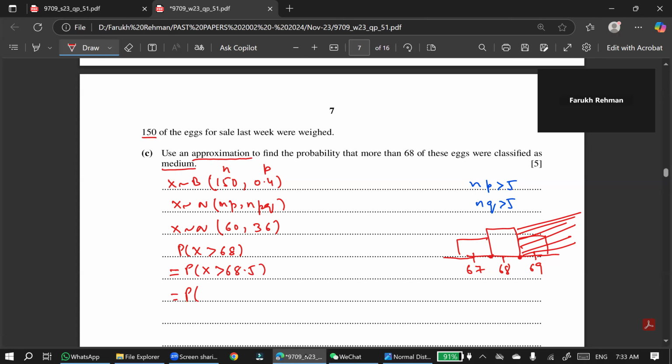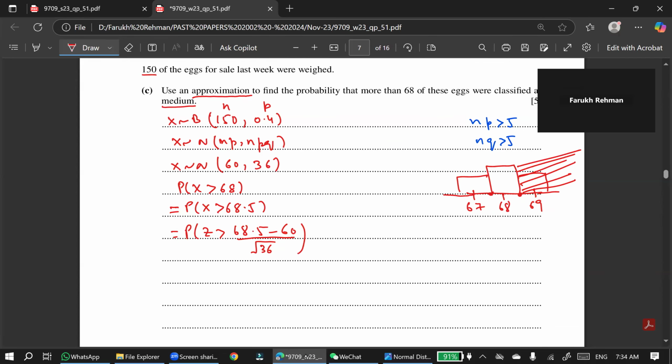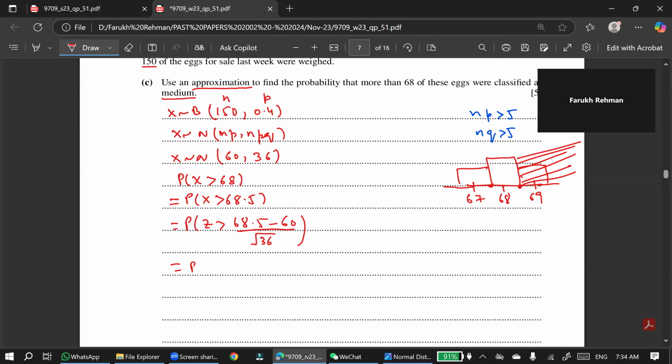Now I will convert this one into Z. Mean is 60 and the SD is 6. What's the final calculation? 1.417. I will draw the normal distribution curve. 1.417 is on the right side.